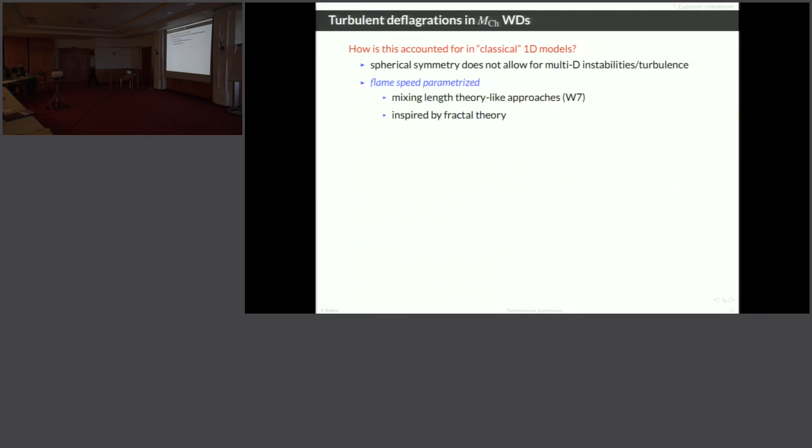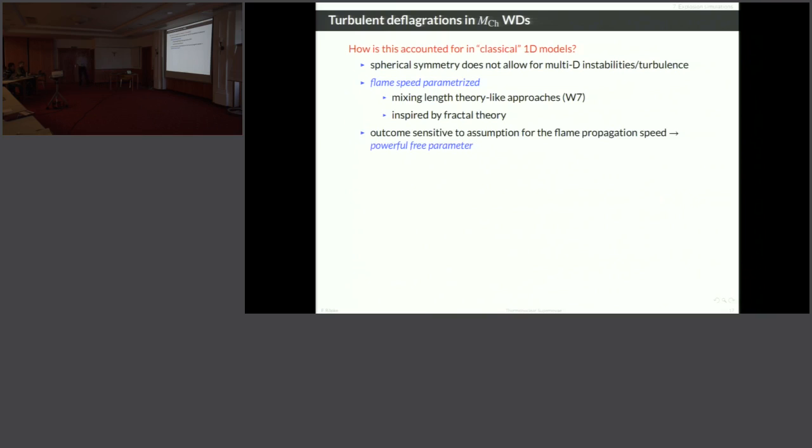So the measure that was taken then to at least take this into account in a parameterized way was that one prescribed an artificially enhanced flame speed, and this was in some cases motivated by mixing length theory. So this, I think, was the idea behind the W7 model of Kanemoto, and some people also talked about models that were inspired by fractal geometry of a turbulent flame.